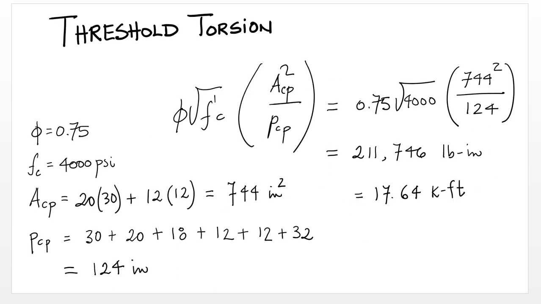For torsional design, the first thing that we're going to check is the threshold torsion. If the applied ultimate torsion value is less than the threshold torsion, then that means that the beam doesn't need to be explicitly redesigned for torsion, and it doesn't need any specific detailed torsion reinforcement. If not, then we need to proceed and design torsion reinforcement. So this is the formula for threshold torsion right here.